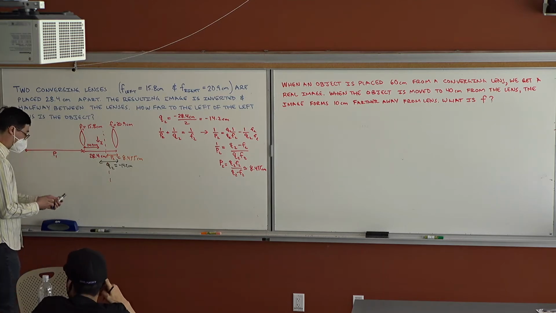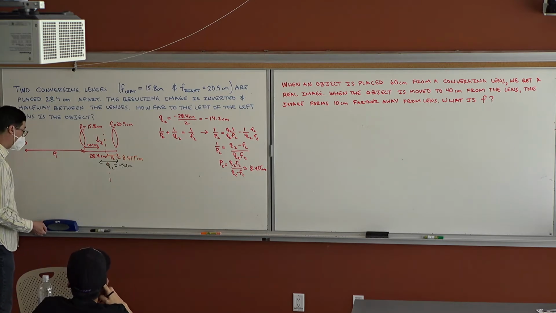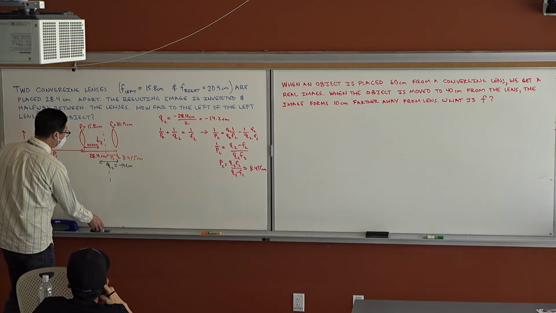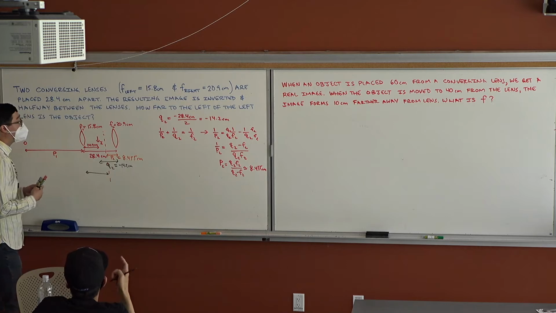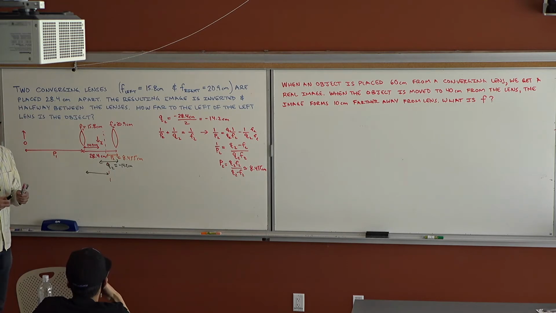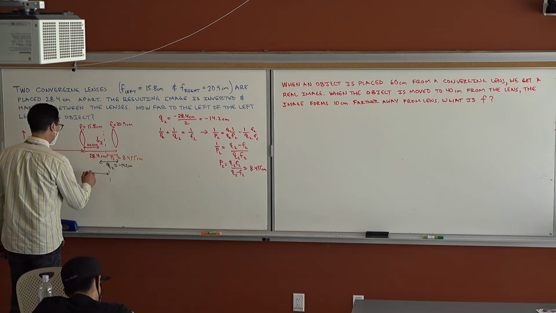my question is, how'd you know that the second lens and the first lens were half the distance from each other? That the image is halfway in between the two. I gave you that in the problem. Yeah, so the image is inverted and halfway between the lenses. Okay, and that's why you divide by 2. Okay.